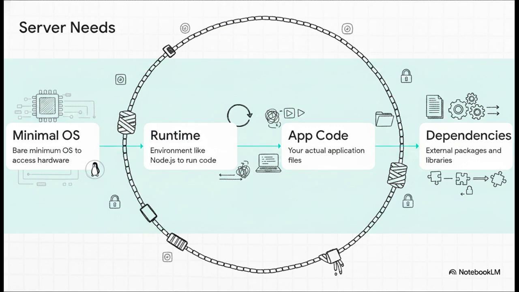It grabs the absolute bare essentials needed to run an app. First, a minimal OS, like a stripped-down Linux. Next, your specific Node.js runtime. Then, your actual application code. And finally, your dependencies, all those external packages your code relies on. Docker takes those 4 crucial pieces and bundles them tightly together.